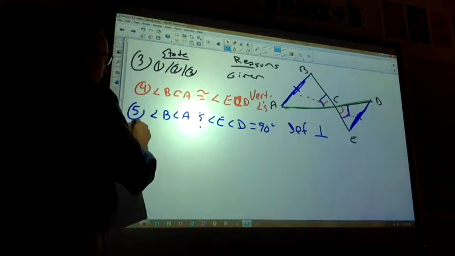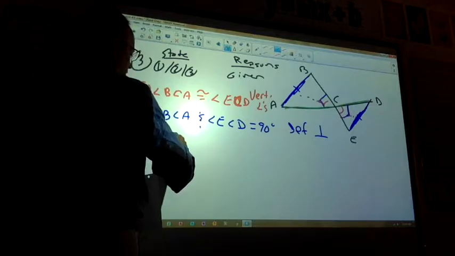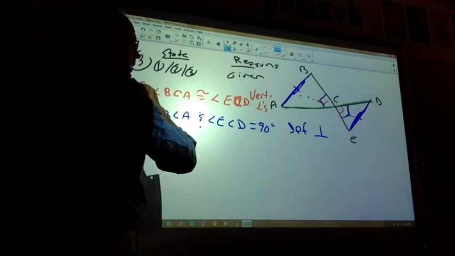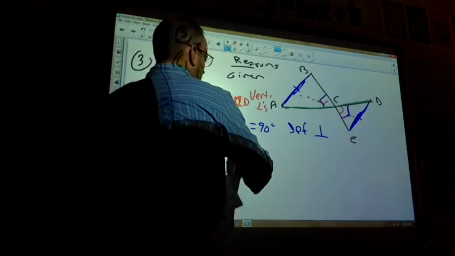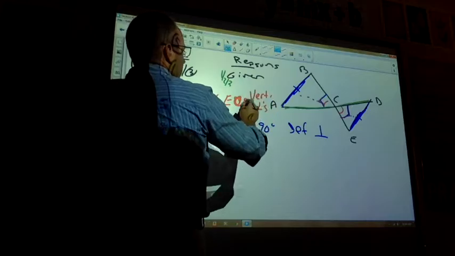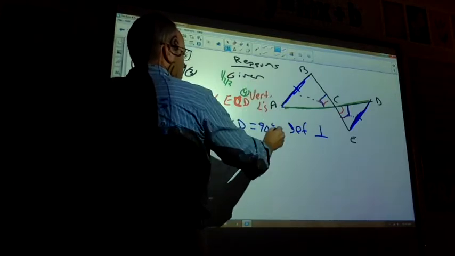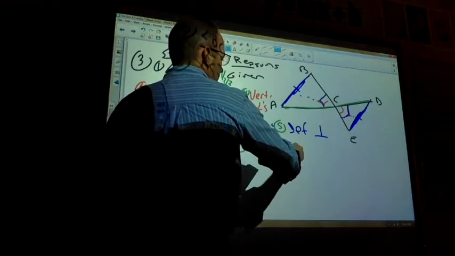So C is the midpoint of that, so we can go ahead and state that segment AC is congruent to segment CD, or DC, however you want to write it. And that's the definition of midpoint. That's 1, 2, and 3, and there should have been 4 right there. That should have been 5 there. Sorry about that.